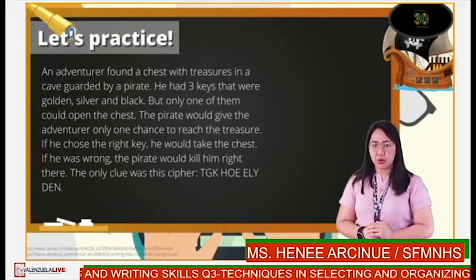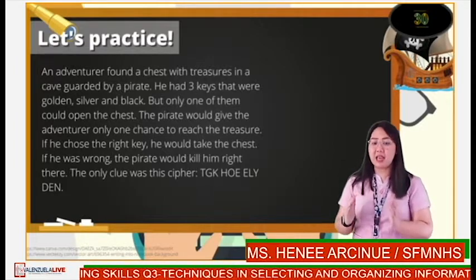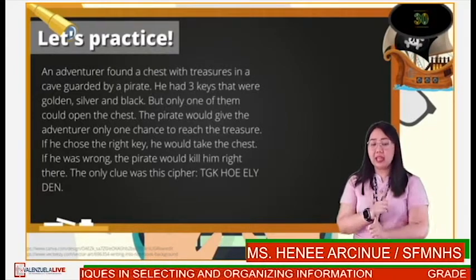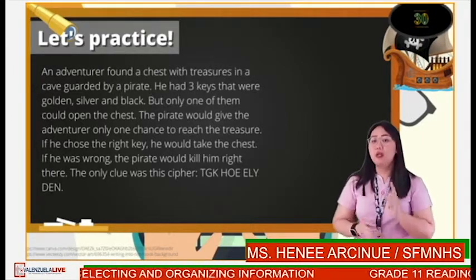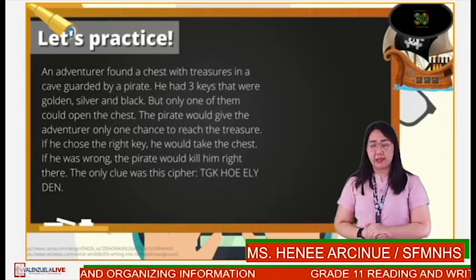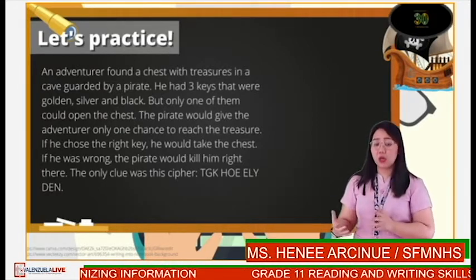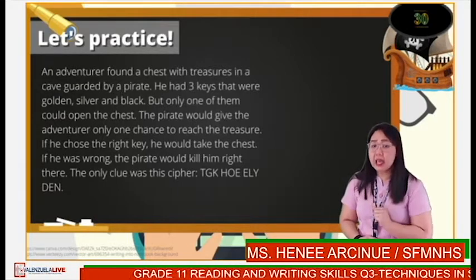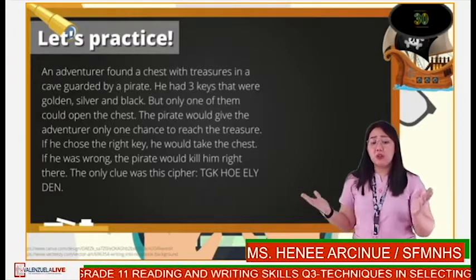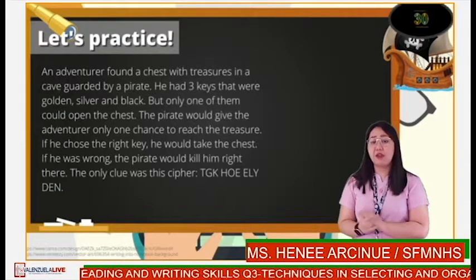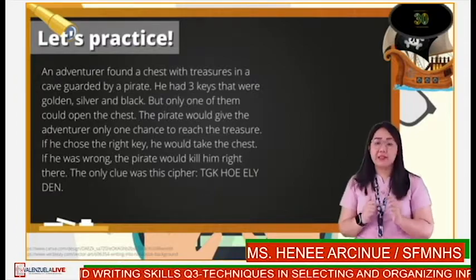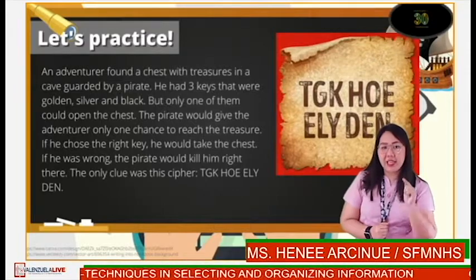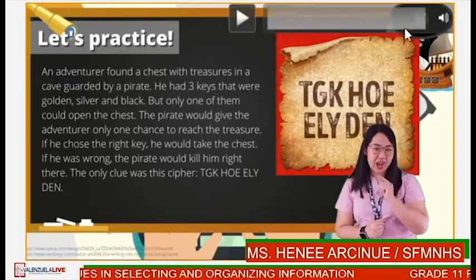An adventurer found a chest with treasures in a cave guarded by a pirate. He had 3 keys that were golden, silver, and black, but only one of them could open the chest. The pirate would give the adventurer only one chance to reach the treasure. If he chose the right key, he would take the chest. If he was wrong, the pirate would kill him right there. The only clue was this cipher: EGKHOEELYDEN. Timer starts now.